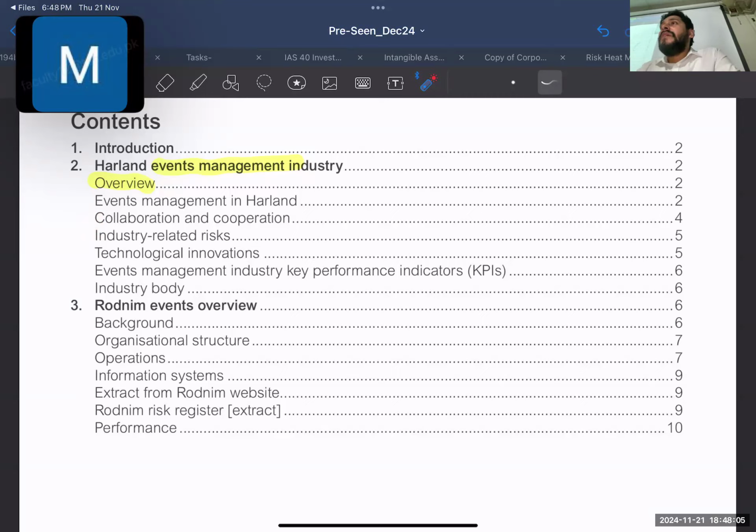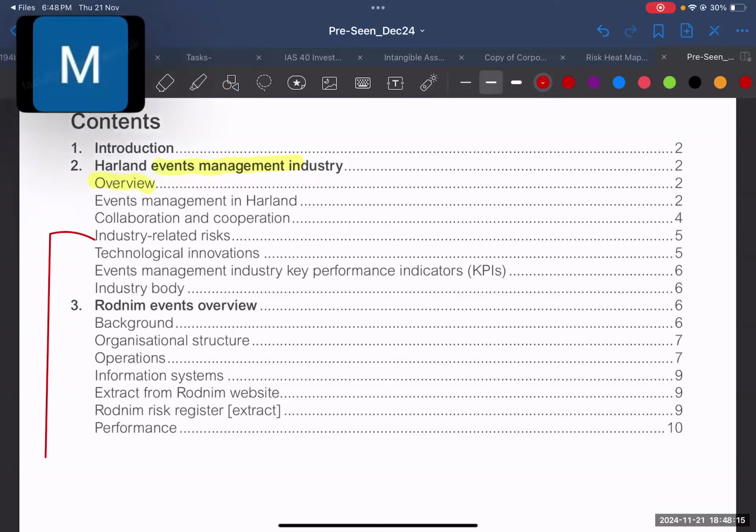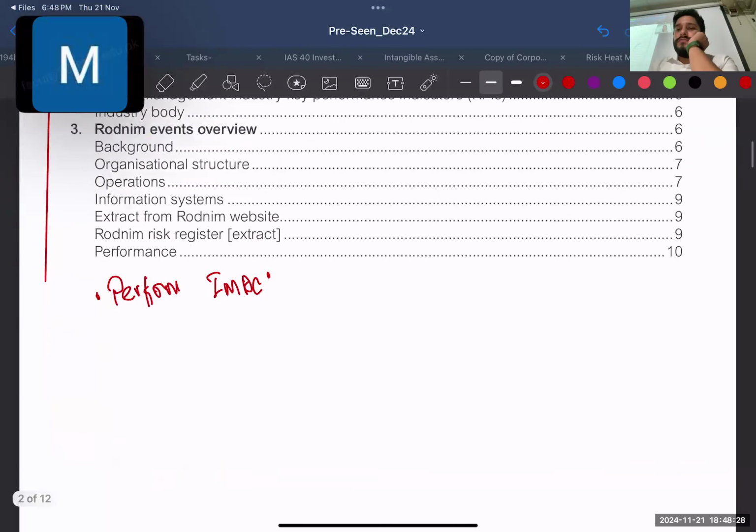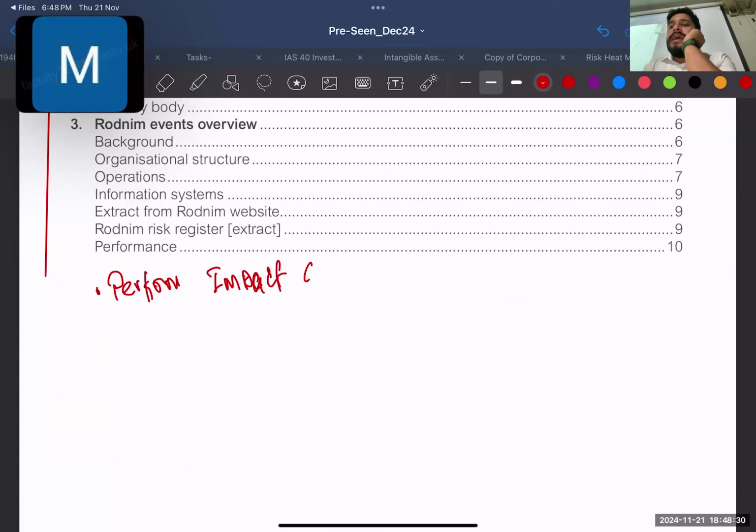Industry related risk. Whenever I see this, my mind clicks that if they are giving me some industry related risk, there might be a possibility that the question may ask you to perform the impact and, sorry for my writing, to perform the impact and mitigation factor.